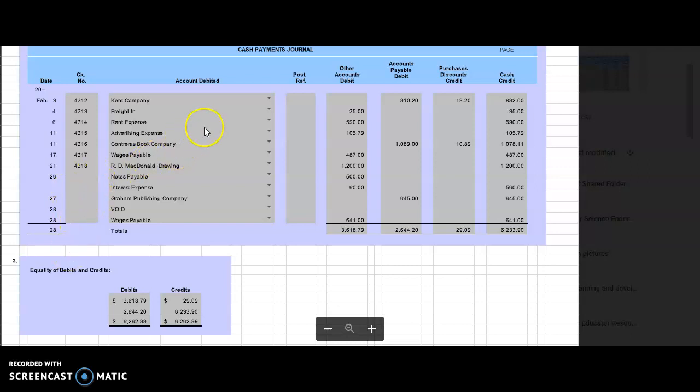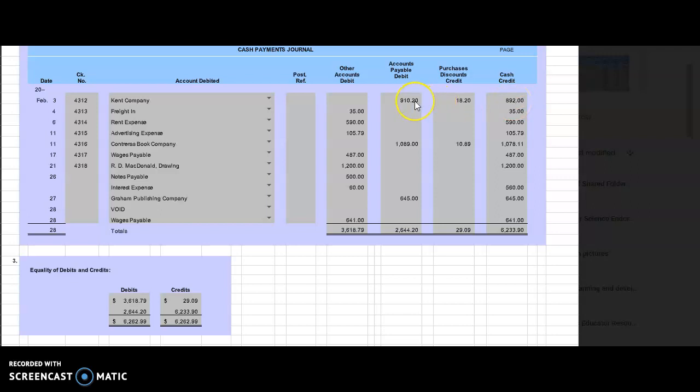But anyway, we're just going to walk through a couple of these. This is the only journal you're going to be working with for this assignment. So if you look at February 3rd, you issued a check to Kent Company for the invoice previously recorded for $910.20. We know that is an accounts payable less the 2% cash discount. So we know that we gave them a discount of $18.20, and the book tells you that your cash credit is $892.